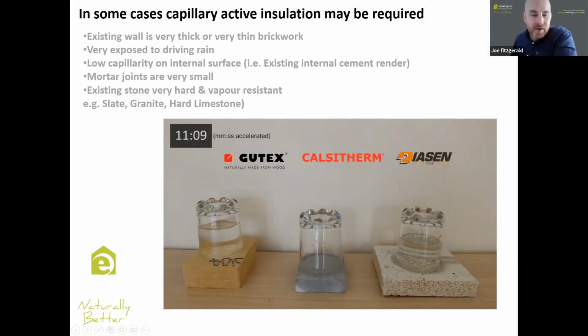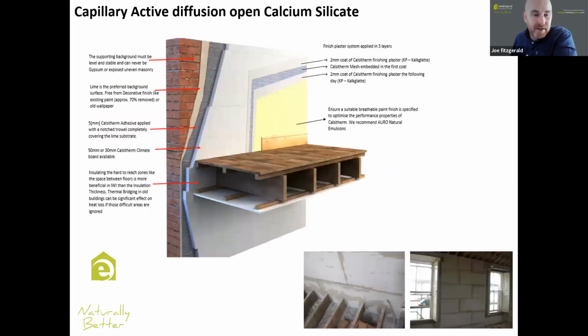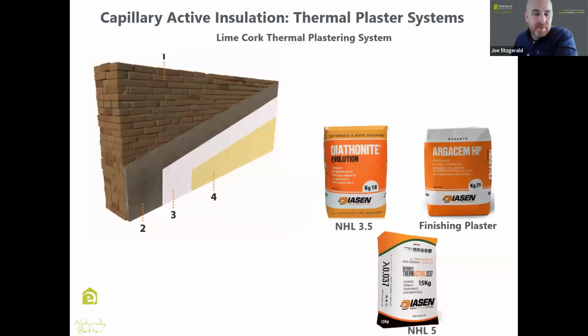So that's where capillary active systems come into play, but they're very similar in nearly every way. You still get into the hard to reach areas. They still contain adhesives and mesh coats and stuff like that, and you paint them with breathable paints. The only one that's really different is the diatomite, the thermal plasters. They're applied to exposed masonry surfaces. So whereas the boards need leveled backgrounds, these don't. These are highly insulating plasters that you can apply directly to masonry. And then you skim them and you paint them with a breathable paint.